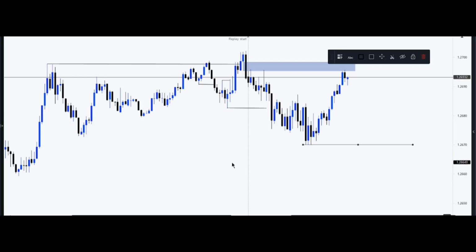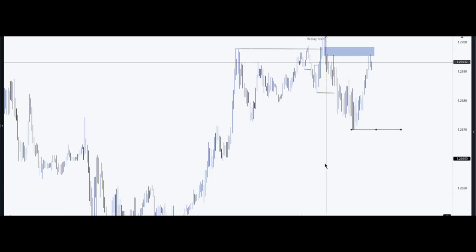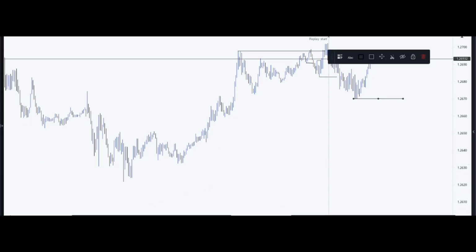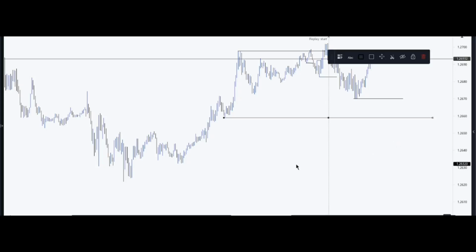But ultimately, where is your target? Our ultimate target will be where? Let's see. Our ultimate target will be here. But as price is coming, you need to be taking partials on the way. Very important for you to take partials. Okay? You need to take partials.